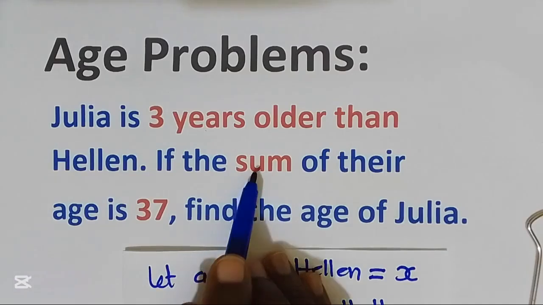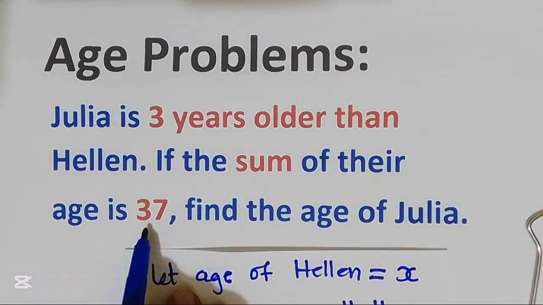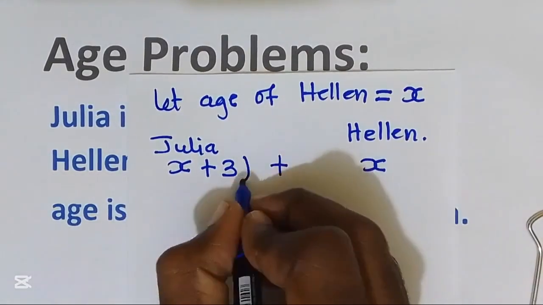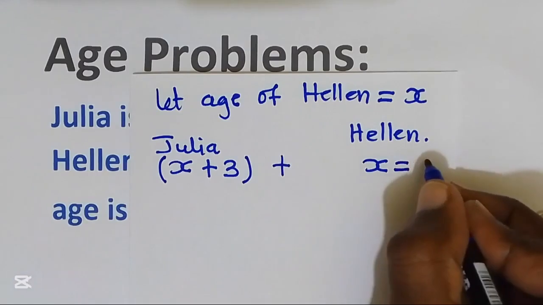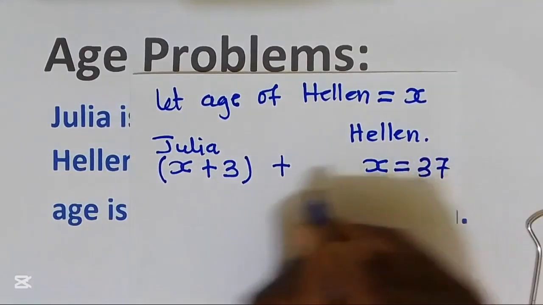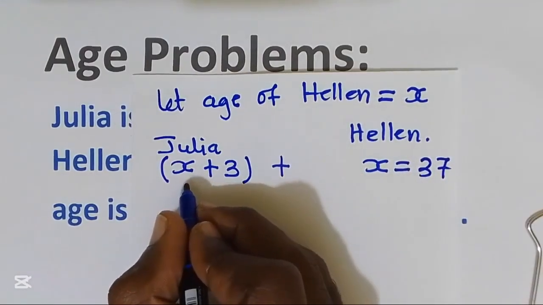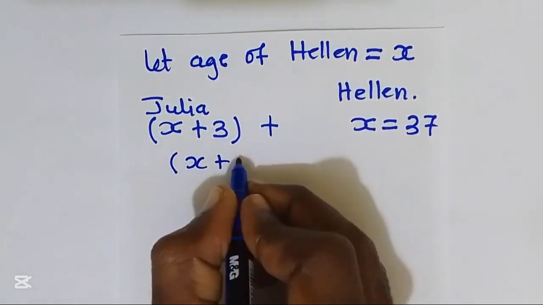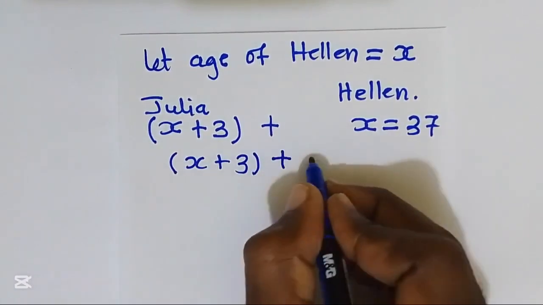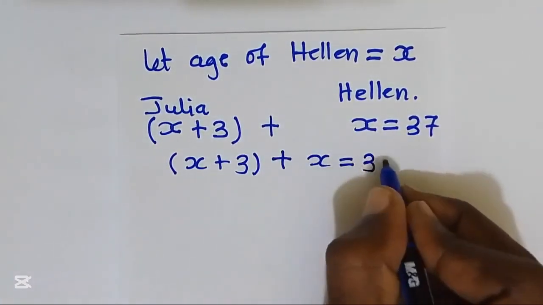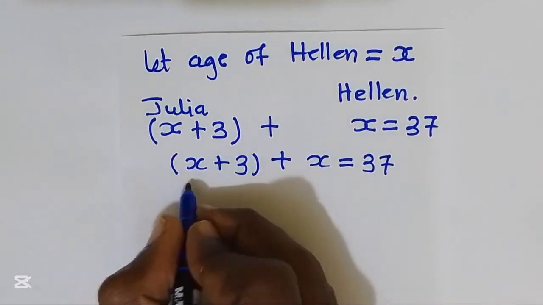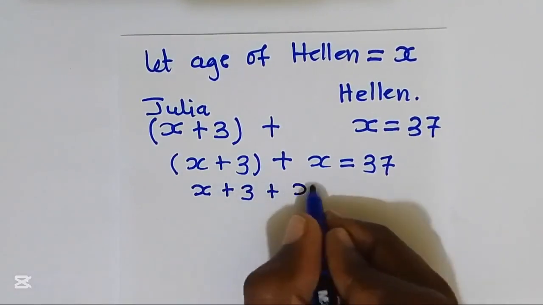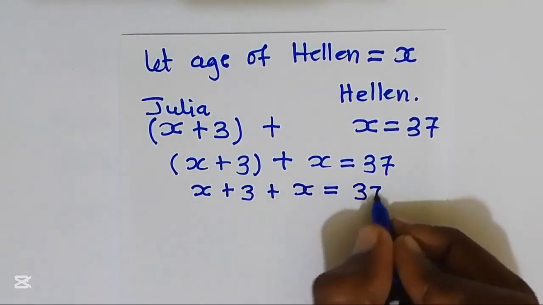And they tell us the sum of their age is equal to 37. So, if I add their age, I'm going to get equal to 37. Let us find the value of x first. So, in the bracket, x plus 3 plus x, this is equal to 37. Let's open the bracket here. We are going to get x plus 3 plus x, this is equal to 37.